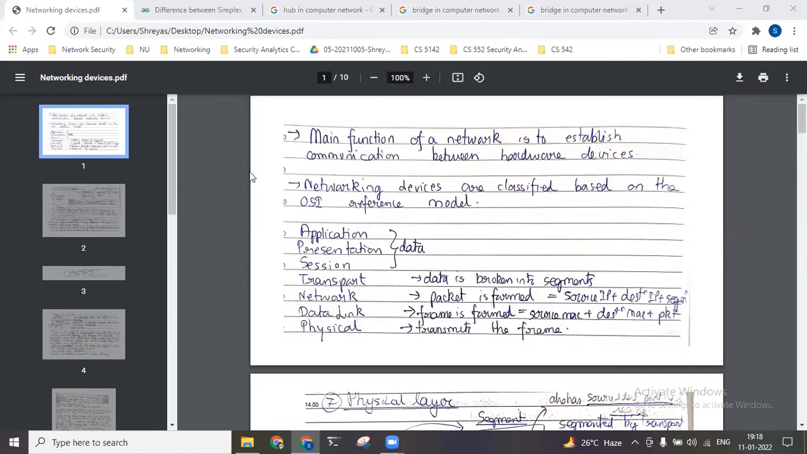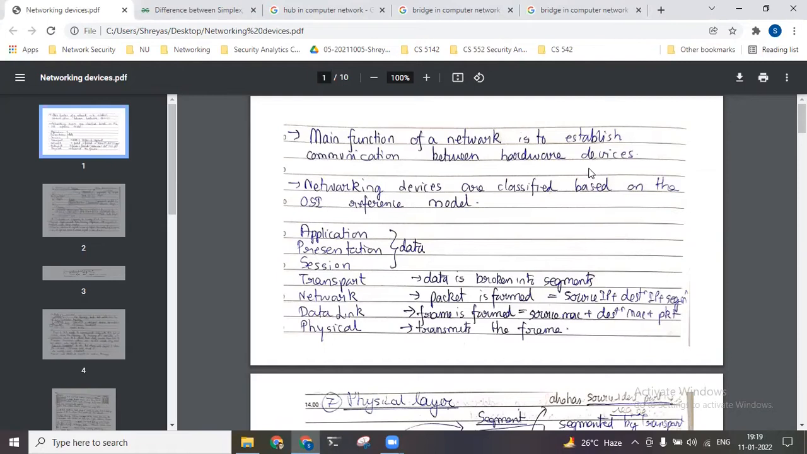So as we all know, the main function of a network is to establish communication between the hardware devices. So we have multiple hardware devices. We have seen some even in our homes, right? We have routers, we have modems, we have switches, and in organizations we have our endpoint devices. So these are basically hardware devices, and these are interconnected with the help of a network.